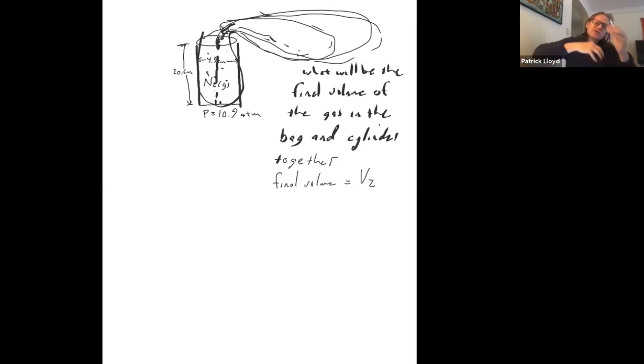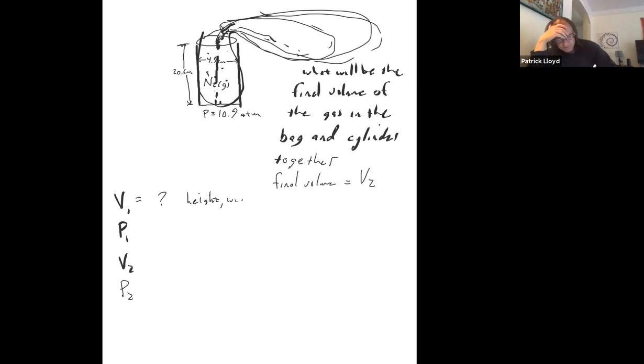So here's what you want to do. We're using Boyle's Law. So V1, P1, V2, P2, just start putting in numbers. Now, the problem with V1 is they didn't tell us V1. They gave us the height and the width of the cylinder. Well, that's not a volume. Those are heights and widths.